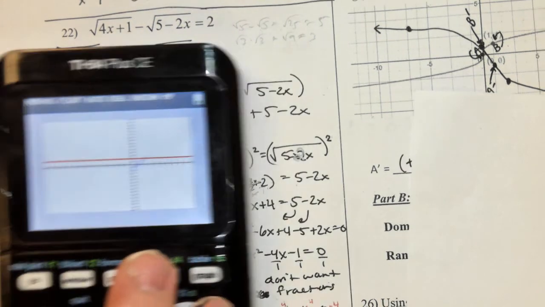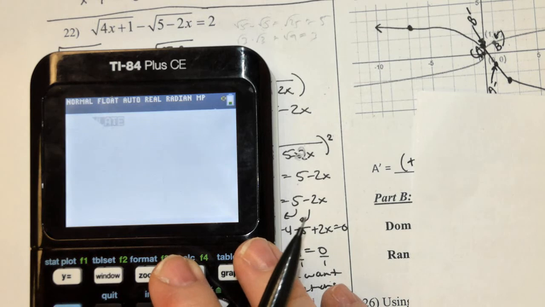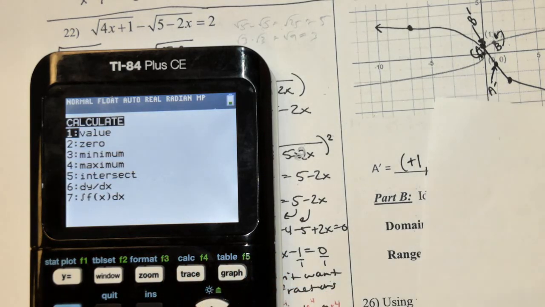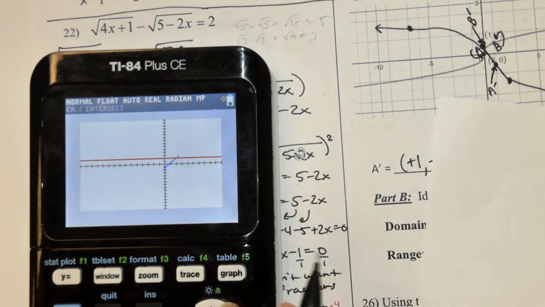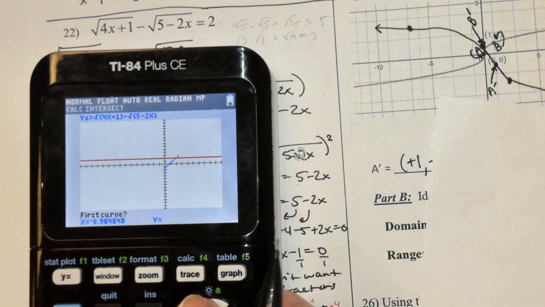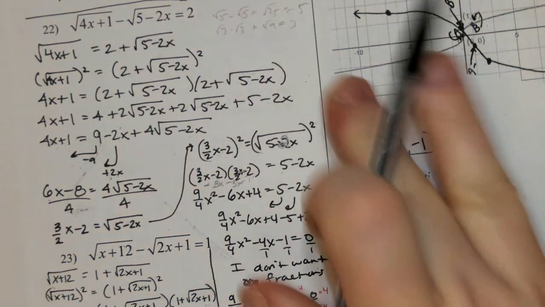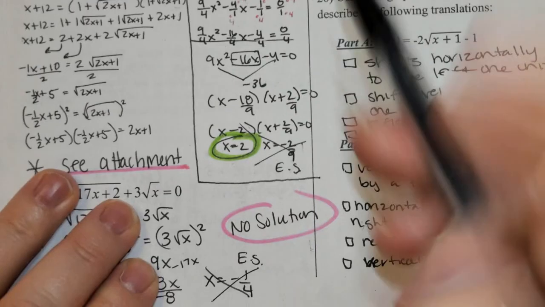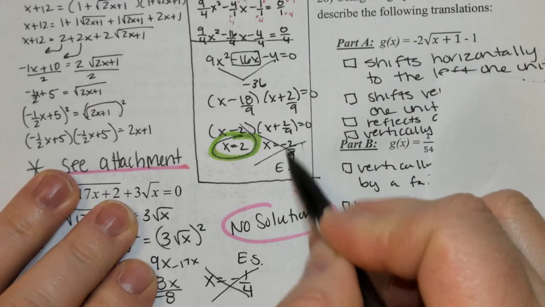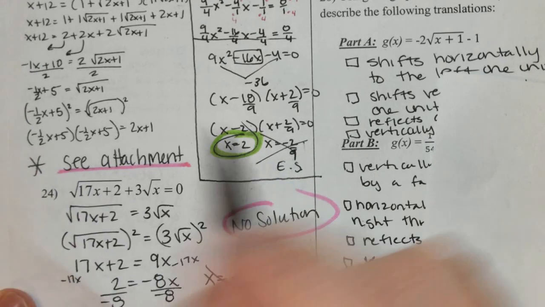Now, where is that value? We can go second trace, and I could plug in what I have, or I could go down to intersect. Okay, use the cursors. There's 1, there's 2. Go over the top where they intersect, and I have an answer of positive 2. So it has eliminated the negative 2 ninths. It's eliminated the second answer, it's extraneous, and the only correct answer is 2.